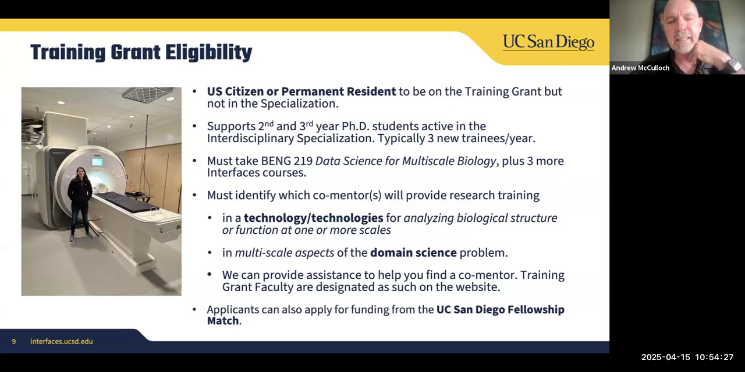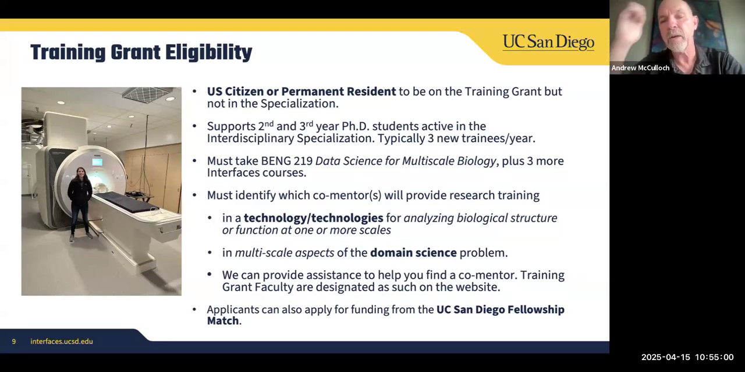Secondly, do emphasize and identify who your co-mentors will be and why. So why one co-mentor will be principally your domain science co-mentor and why the other will be principally your technology co-mentor, why you've chosen them. And then not all of our training faculty in the specialization are named on our training grant. And ideally, both of the co-mentors who you name, if you want to be supported on the training grant, will be named on the training grant.